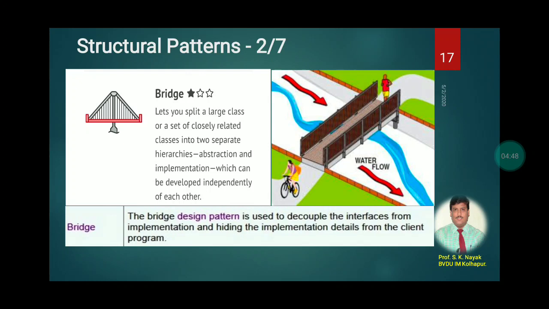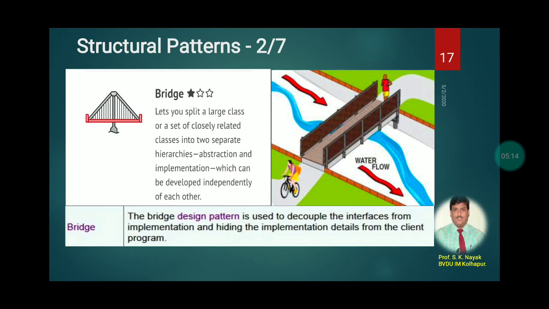from the implementation. The implementation is at different stages. When we are separating the interfaces, we have to implement them separately, hiding the implementation details from the client program. That means the implementation part, what is going on behind the interface, should not be exposed to the user.